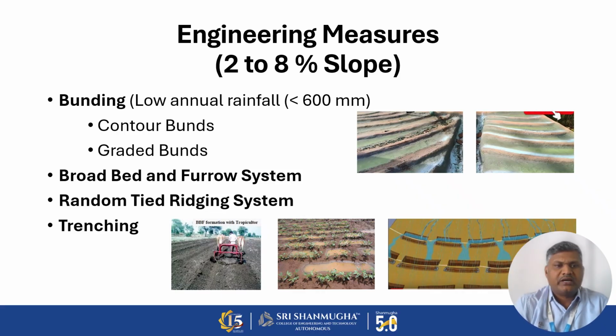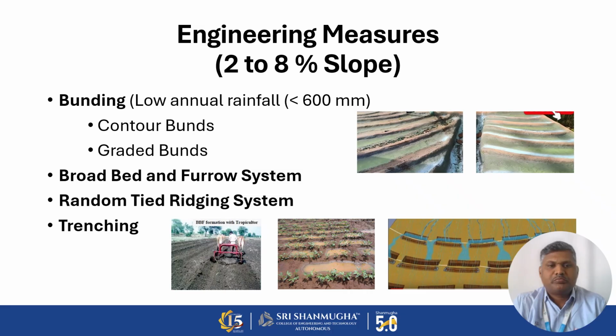In bunding, two different bunds are created: one is called contour bund and the other graded bund. The next one is the broad bed and furrow system. The third one is the random tide ridging system, and the fourth one is the trenching system. First, bunding: we make a bund, which is like an earth embankment on the land surface based on its slope.